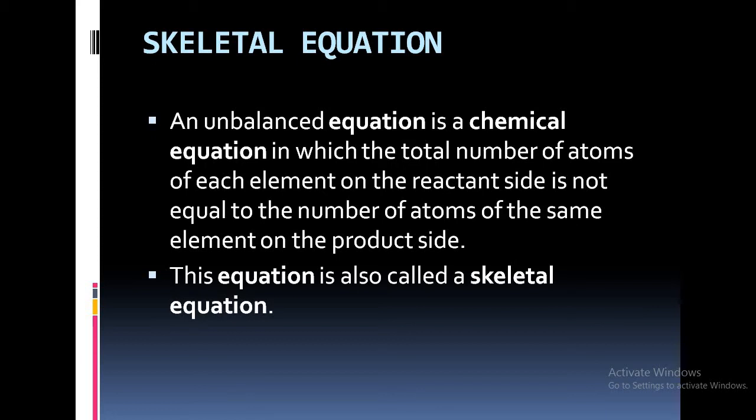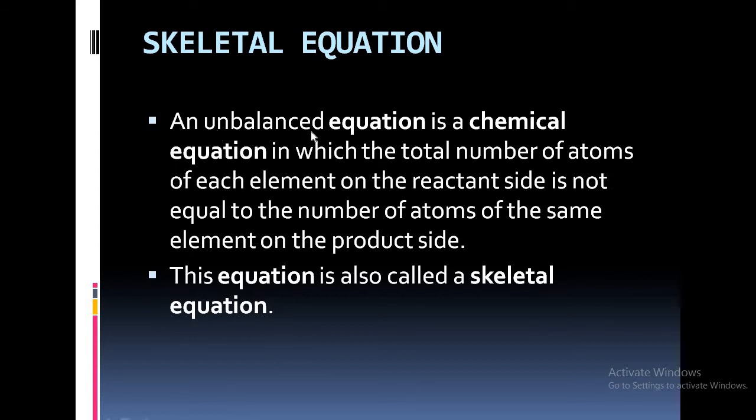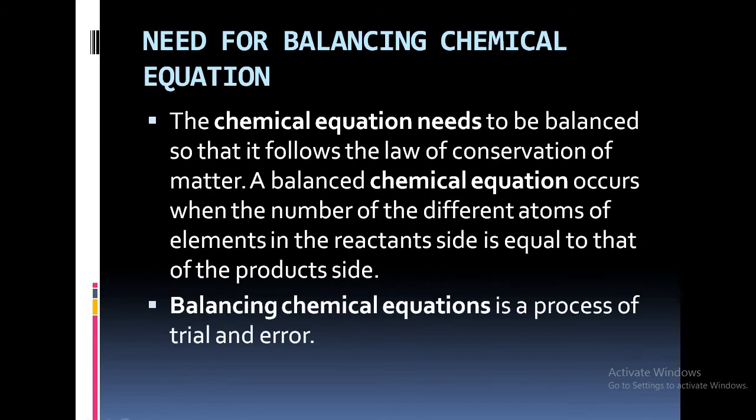The skeletal equation is the unbalanced equation. Okay, the skeletal equation is the unbalanced equation in which the total number of atoms of each element on the reactant side is not equal to the number of atoms of the same element on the product side. Such type of equation is known as a skeletal equation.